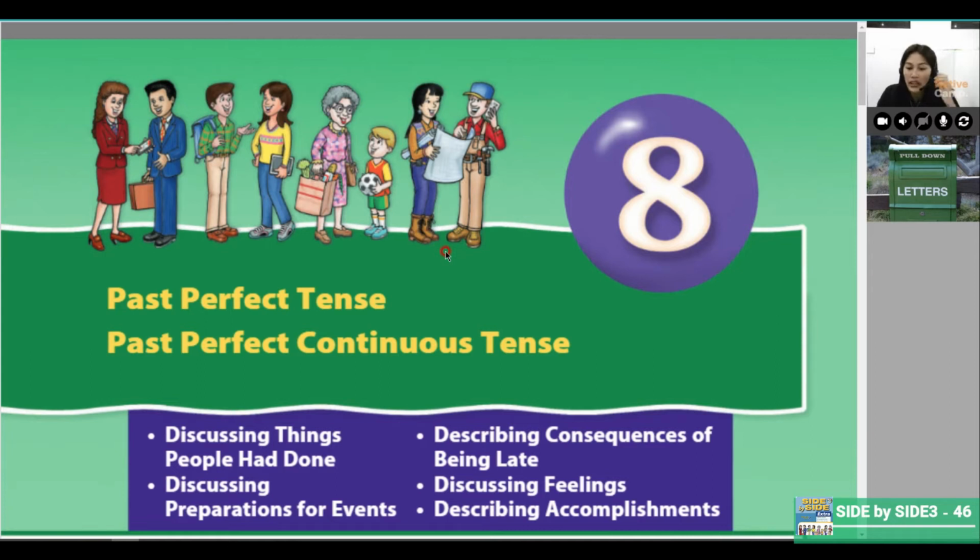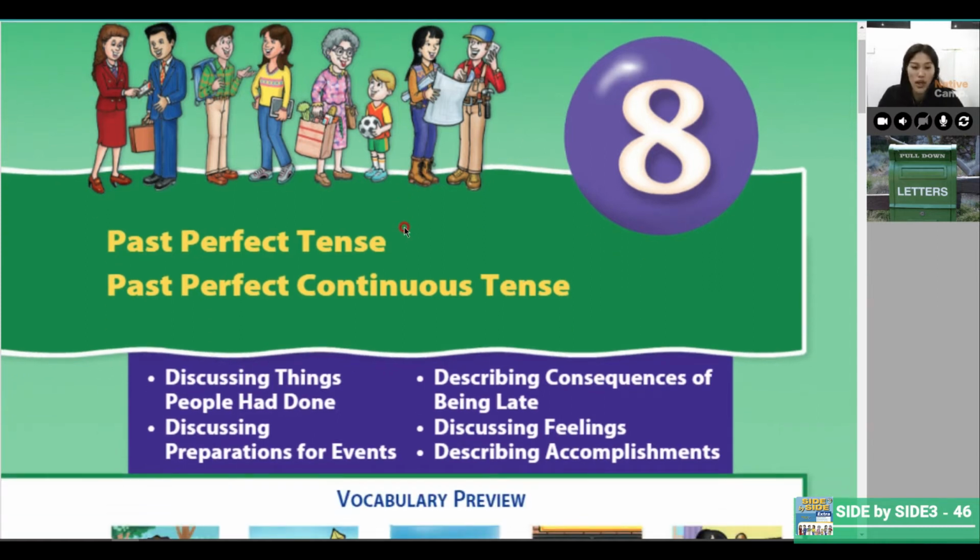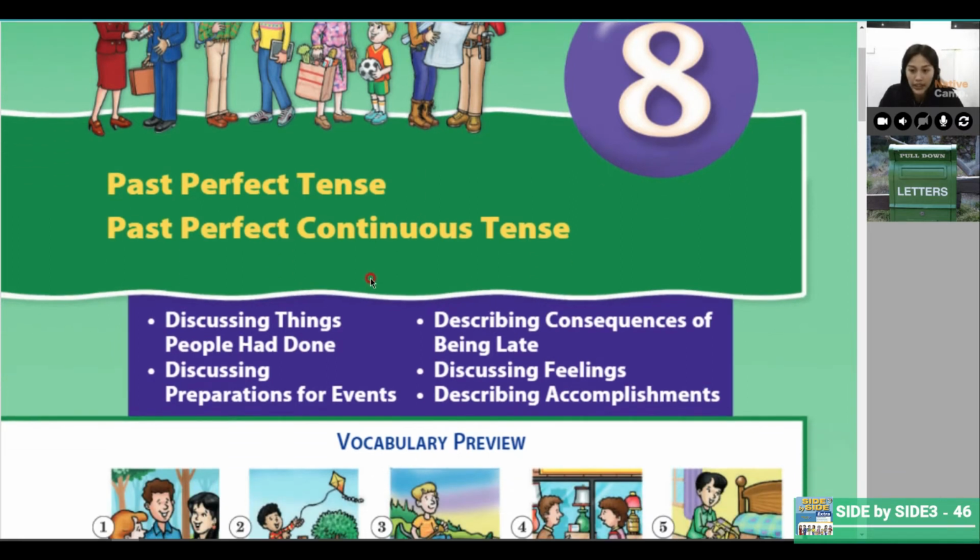Okay, now let's start the lesson. You chose Side by Side 3, Chapter 8, to 1. Is that correct? Yes. Now please look at page number 95. Chapter 8, the title is Past Perfect Tense and Past Perfect Continuous Tense.